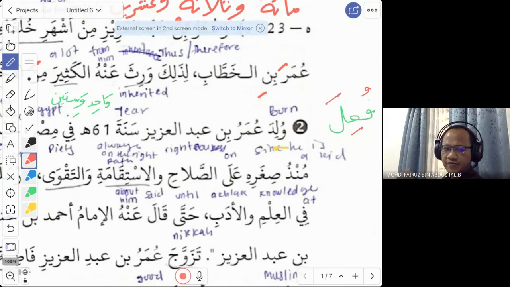So if you have a fi'il that follows these three wazan, fa'ala, fa'ula, fa'ila, these are all in the active voice. But now, if you have a verb and the wazan is fu'ila, it is different from what we have learned. So this could be the passive form of the verb. We will learn this in one of the topics.